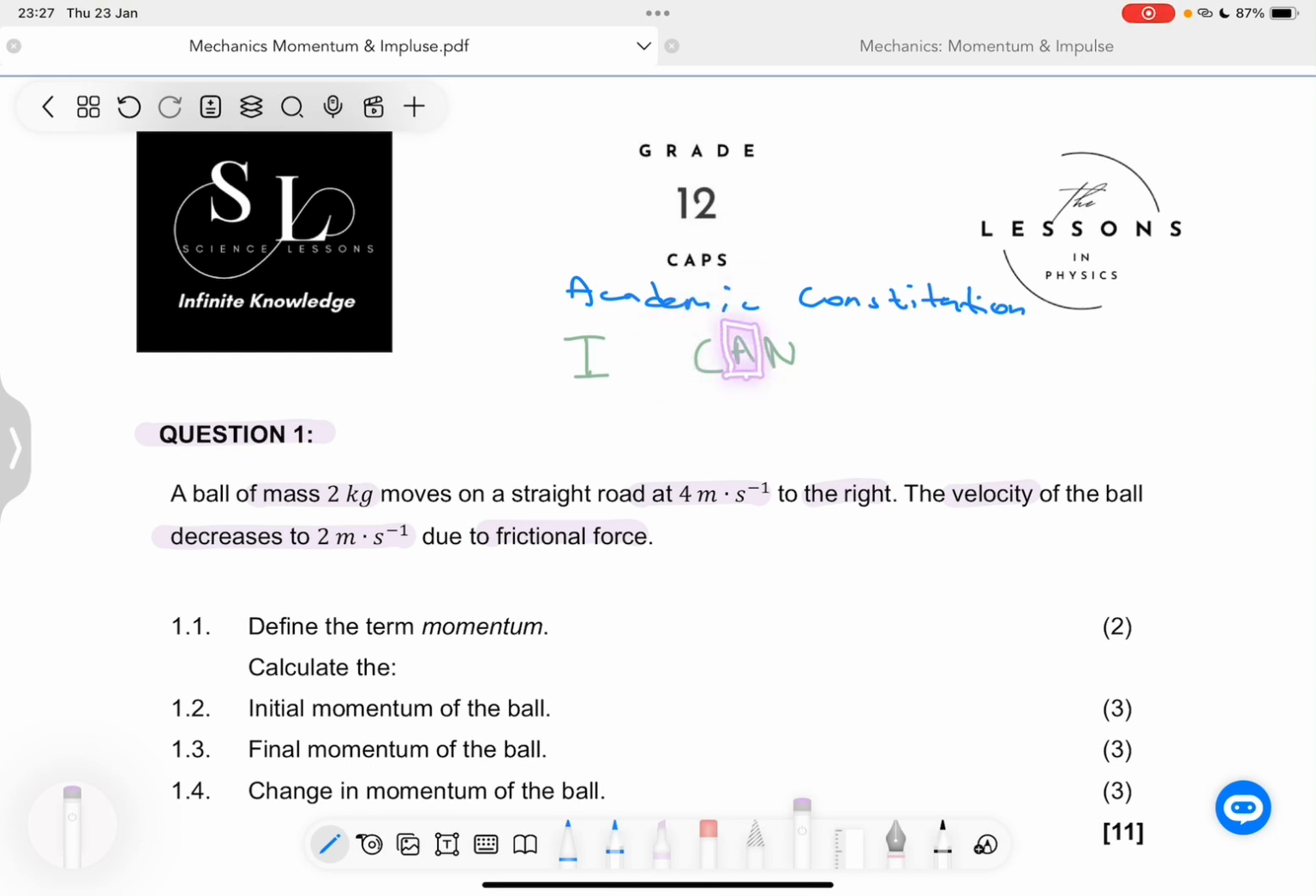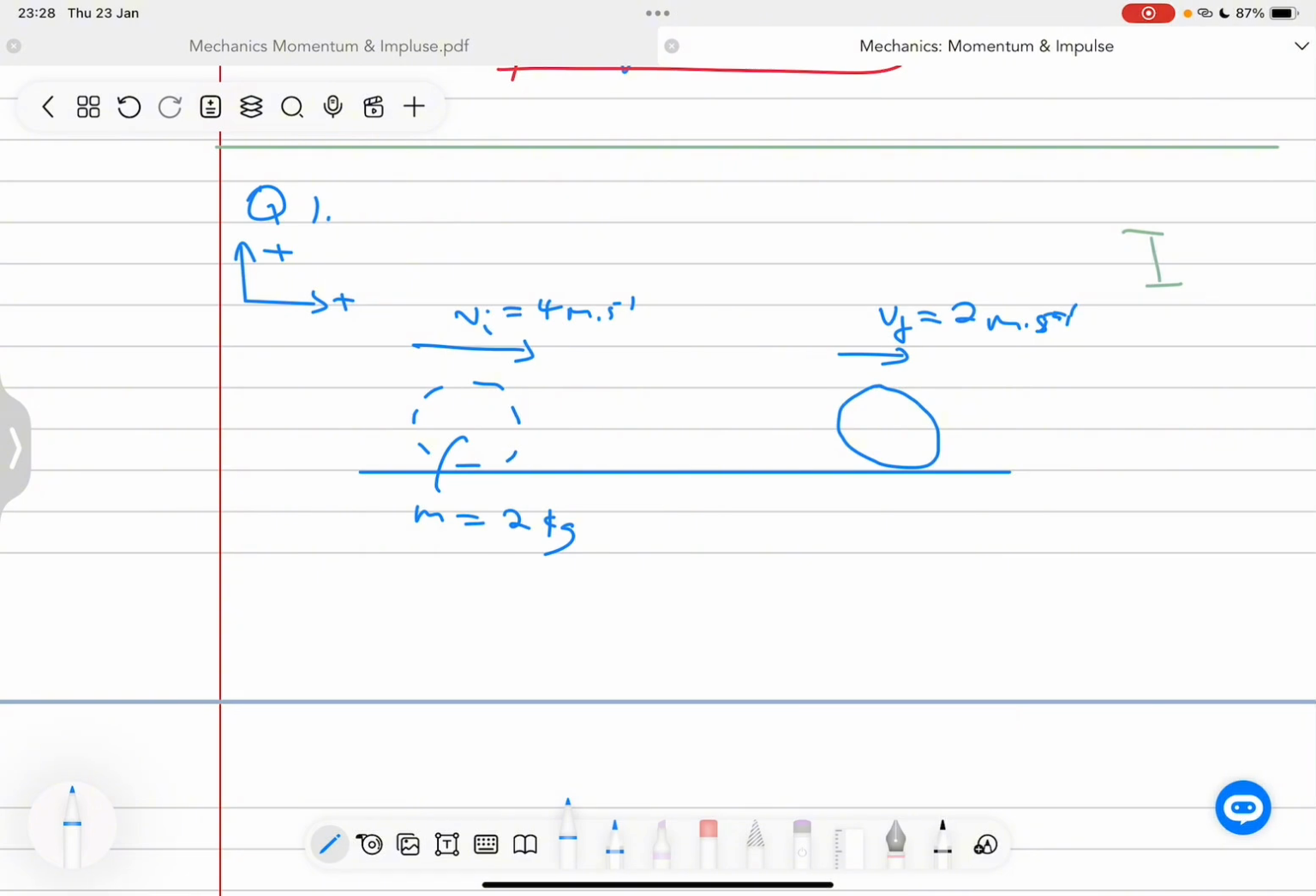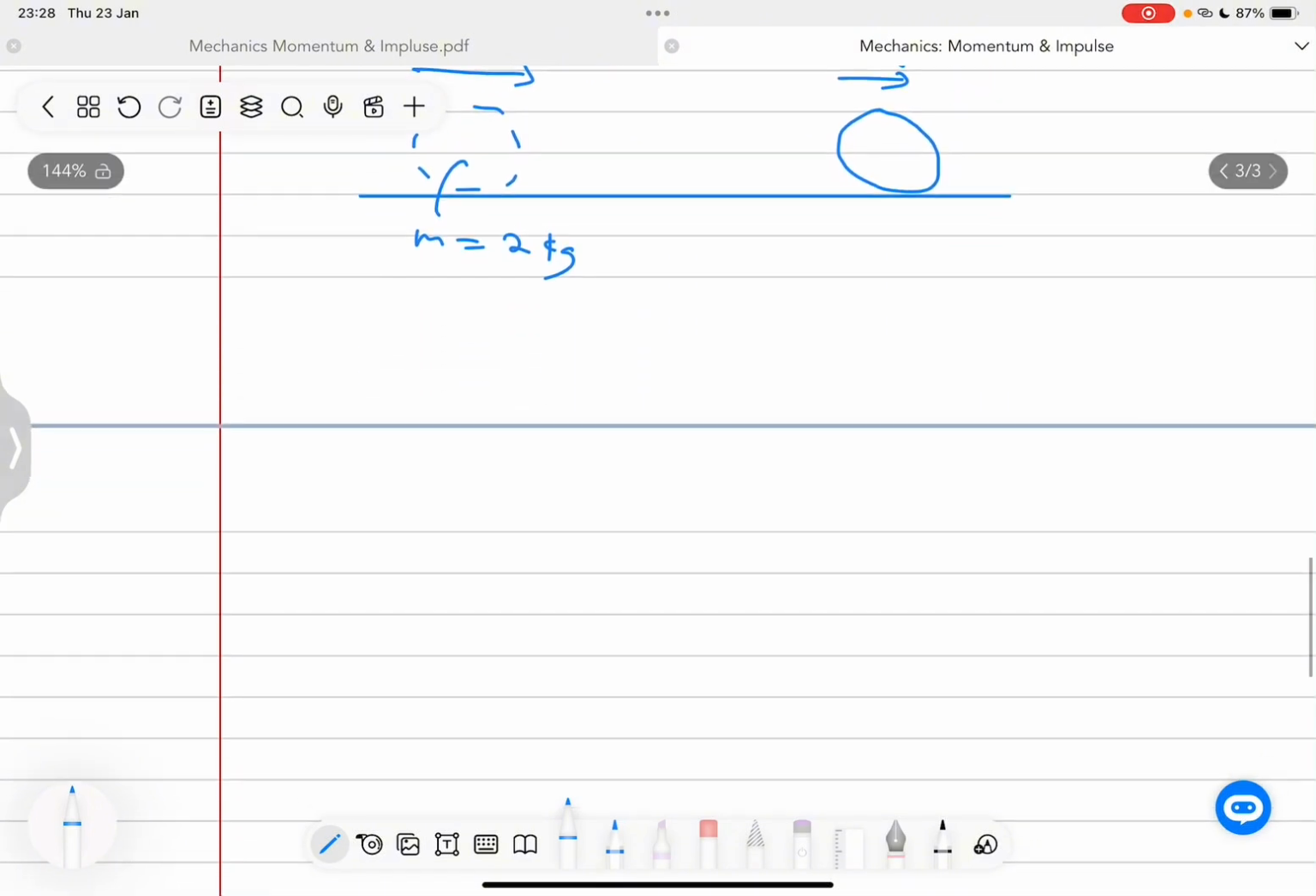The third rule is the A. The A stands for problem answer. It means that we are now ready to go answer our problem. We have a broader understanding of this problem. That means I'll jump straight to question 1.1. It says, define the term momentum. Already I'm smiling because I expected to get a question like that.